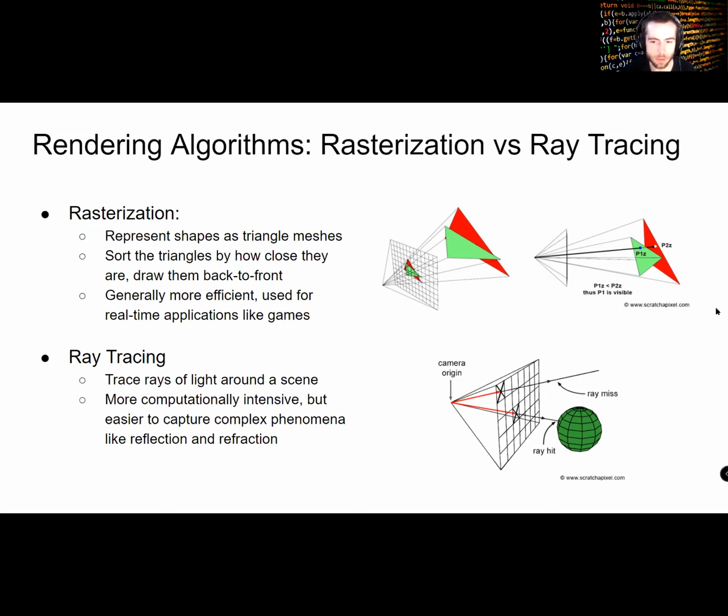Ray tracing, we basically trace a bunch of rays around a scene. It's a little bit more computationally intensive, but it's easier to capture complex phenomena like reflection and refraction. Reflection is like a mirror surface, and refraction is light bending through a medium like glass or water, which has an index of refraction. You can also capture really cool things, like we were talking about God rays, which is usually called participating media. Basically, there's some stuff in the air, and the light is hitting that stuff in the air and then hitting your eye. So if you want to render things like smoke, it's much easier with ray tracing.